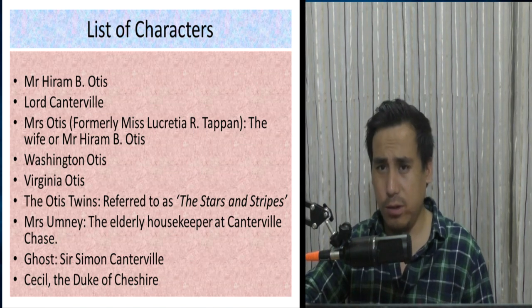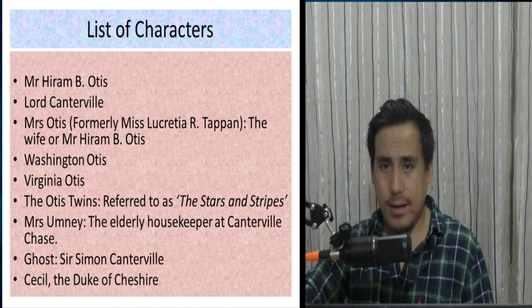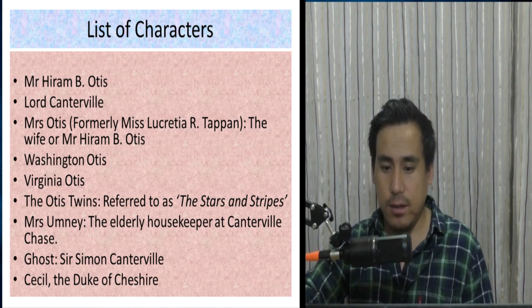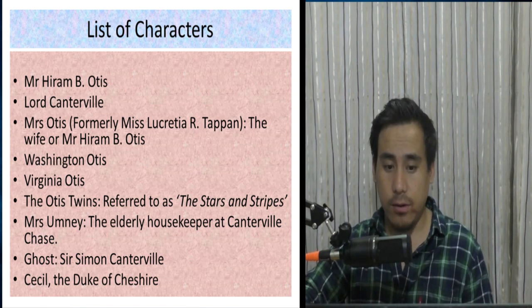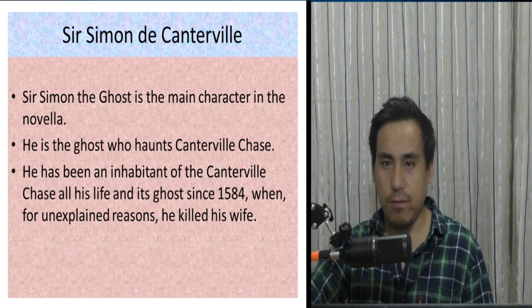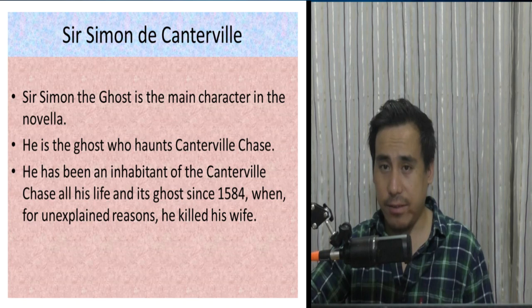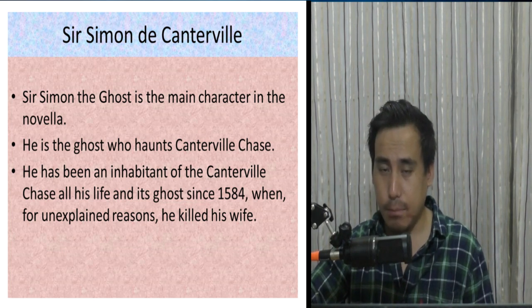And we have the Otis twins. They are also referred to as the Stars and Stripes, meaning twins. And we have Mrs. Umney, the elderly housekeeper at Canterville Chase. And we have the ghost, and he is none other than Sir Simon of Canterville. So Sir Simon is the main character in the Canterville Ghost. He is actually the ghost, and the title is named after him.